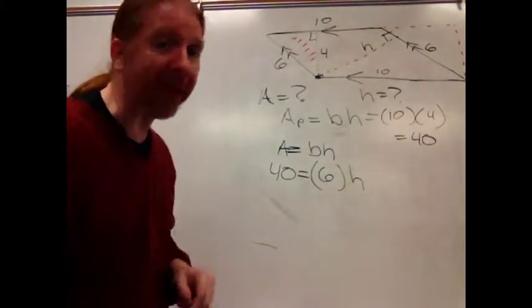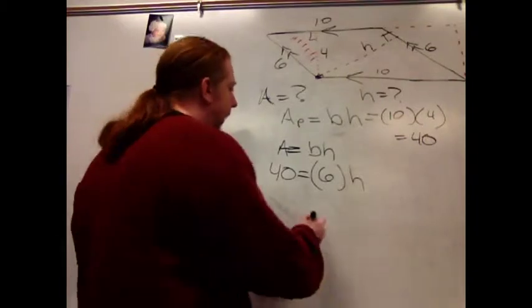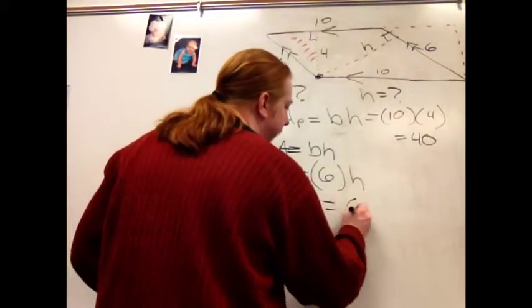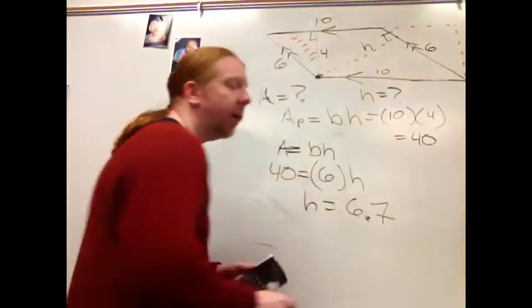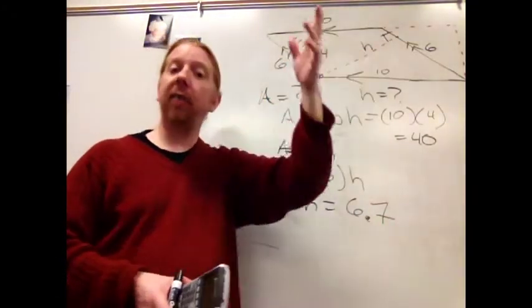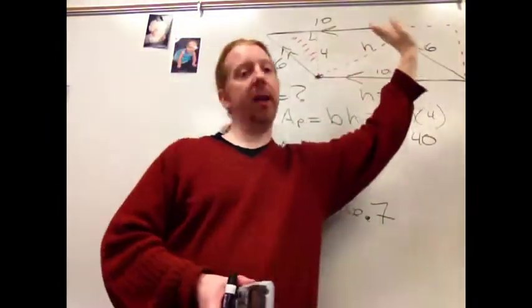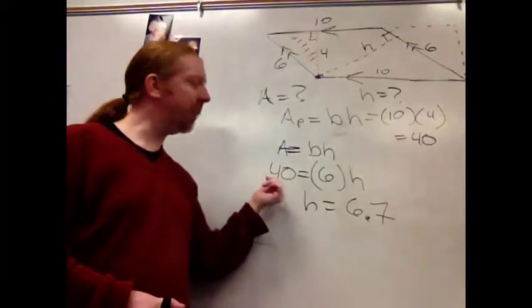So I divide both sides by 6. And I get h is equal to 6.7. And that will be this distance here. Because again, if I were to use the formula base times height, 6.7 times 6 is going to give me an area of 40.